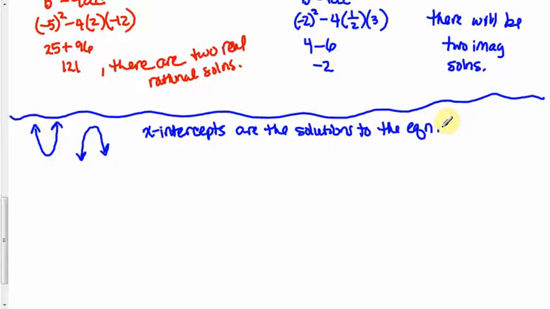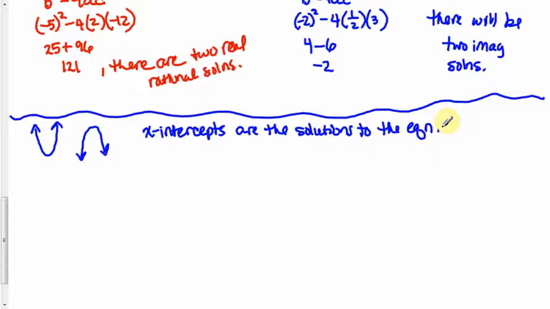What about the second one? Where does it intercept the x-axis? I think it does. It's right on a number. What number is it on? 2. That's the only place. So that one only has 1 solution, okay? And then the third one does not intercept the x-axis, so it has 2 imaginary solutions.